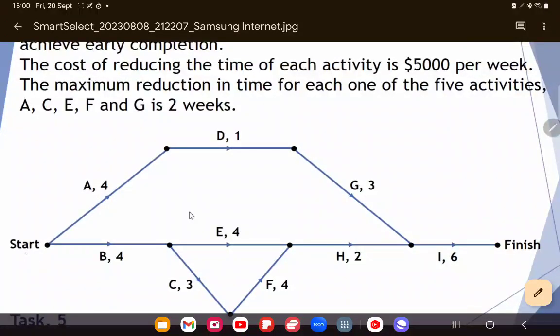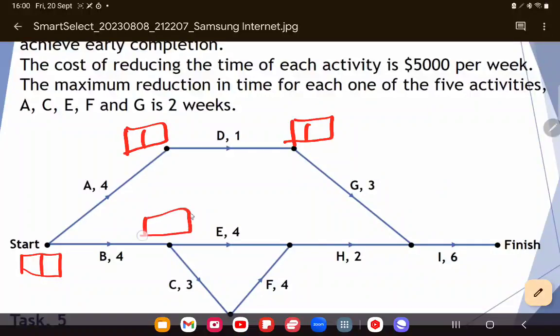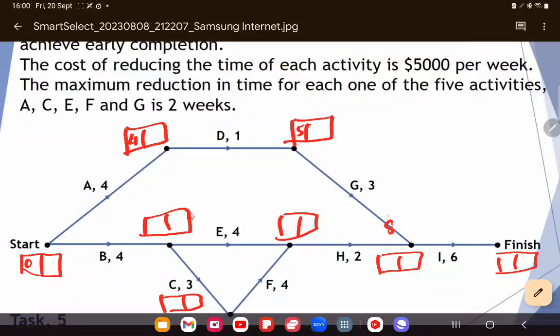Let's do a forward scan. We start with 0 here, and so 0 plus 4 is the earliest starting time for activity D. 4 plus 1 is 5, and 5 plus 3 is 8.